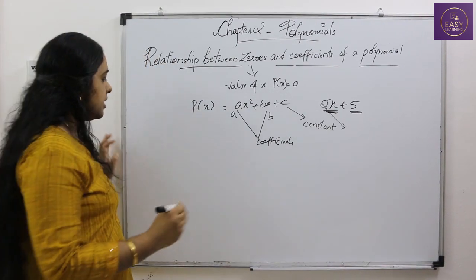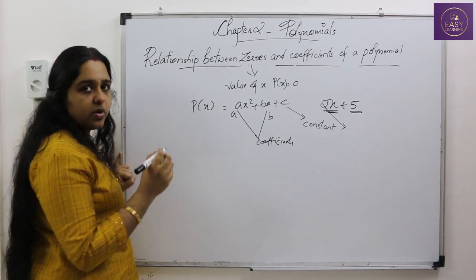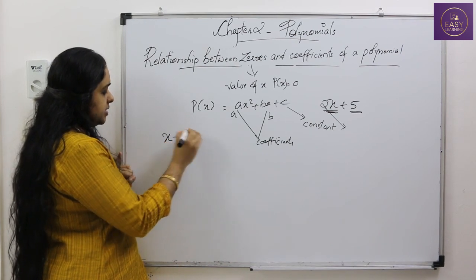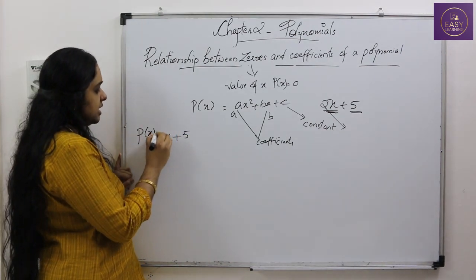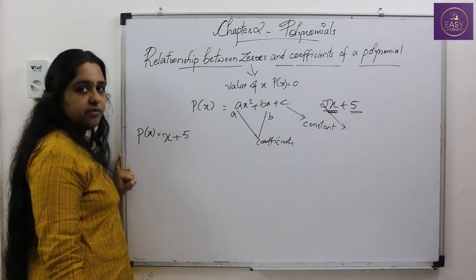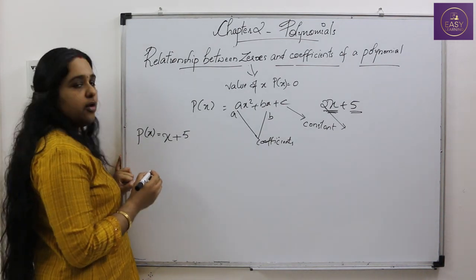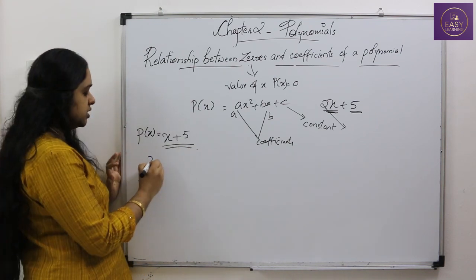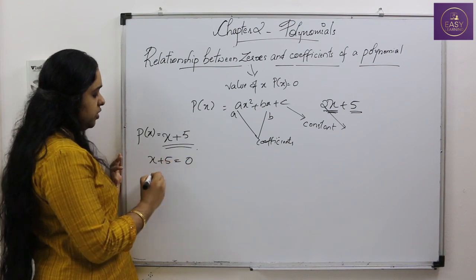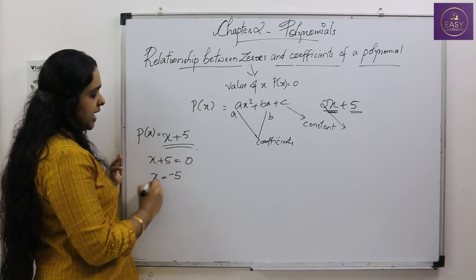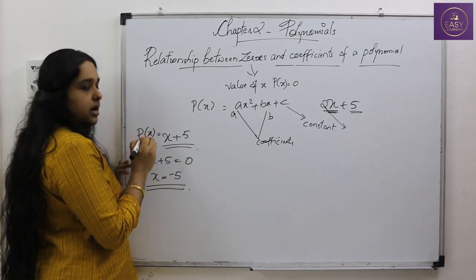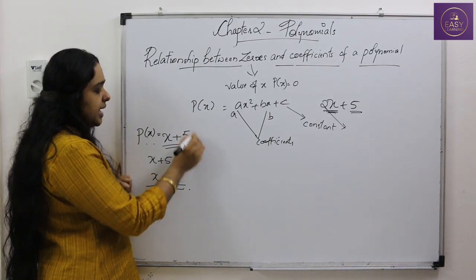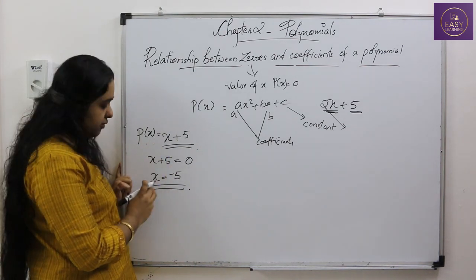For example, consider a linear polynomial. Linear polynomials are those with degree 1. Suppose p of x equals x plus 5. How do we find the zero of the polynomial? We need to equate this polynomial with 0. So x plus 5 equals 0, then x will be minus 5. When x becomes minus 5, the value of p of x will be 0. So the zero of this polynomial x plus 5 is minus 5.